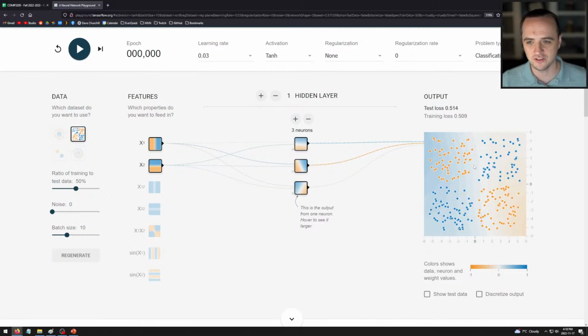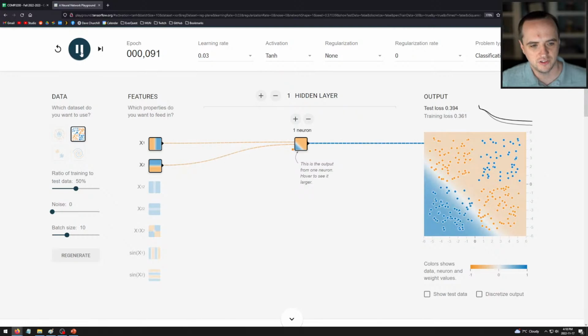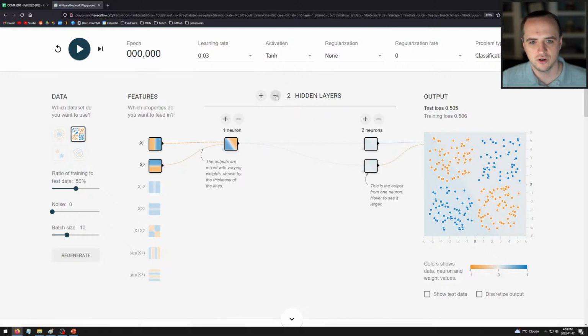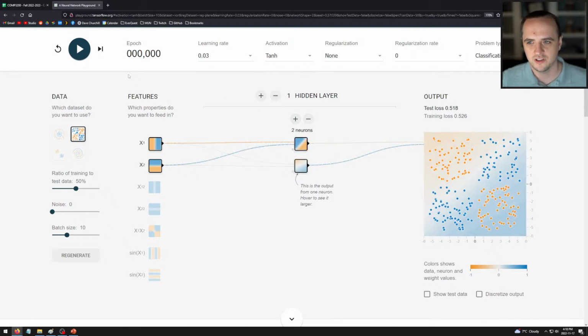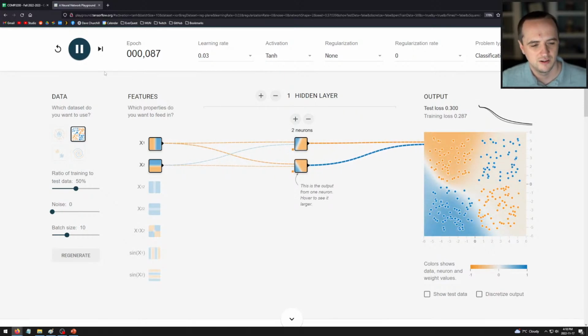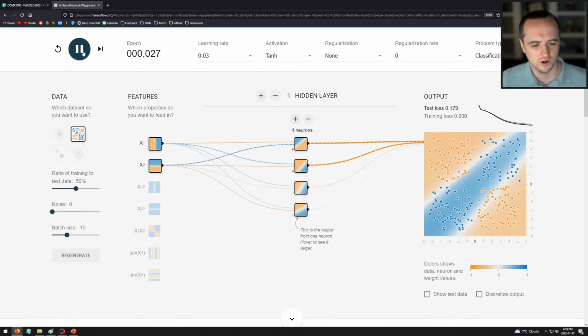Now, if I go to this case, we can try and see, okay, how does the neural network do? Well, this is a single line. A single line doesn't classify these very well. Let's go to a second line. All right, it's kind of separating some blues. Let's just jump to 4 lines. See if this will work.